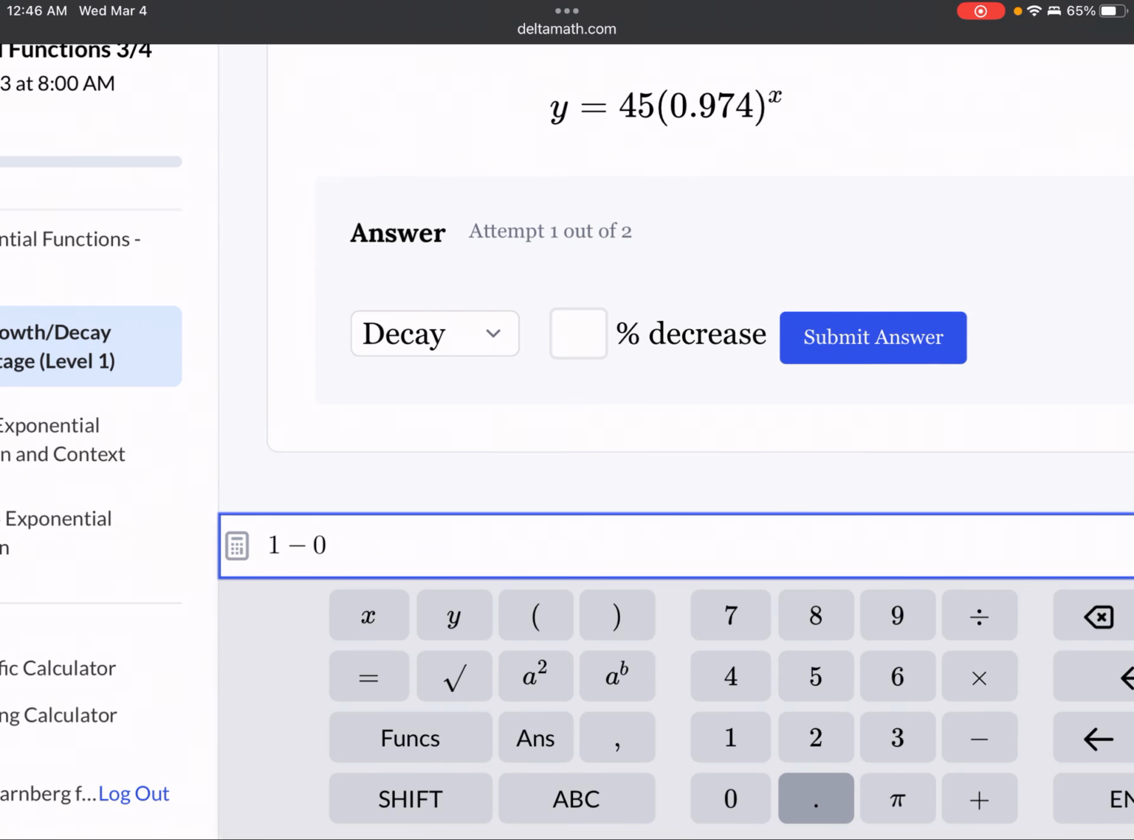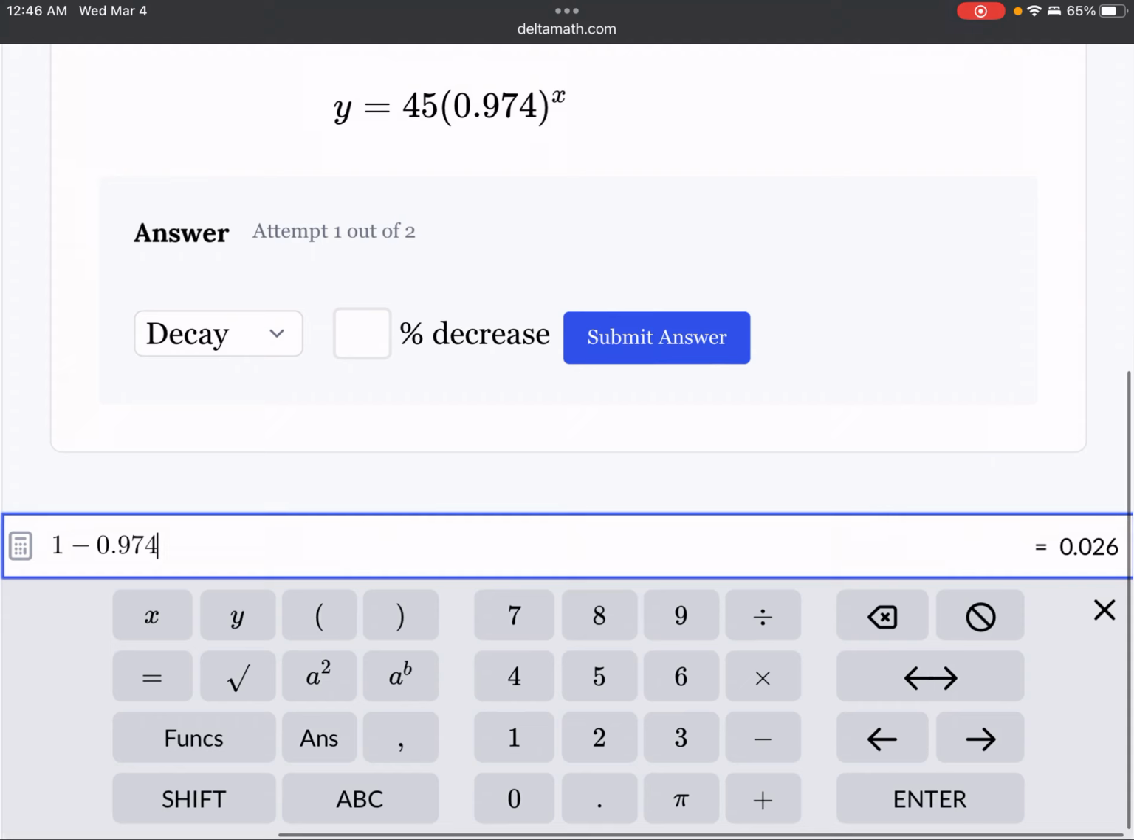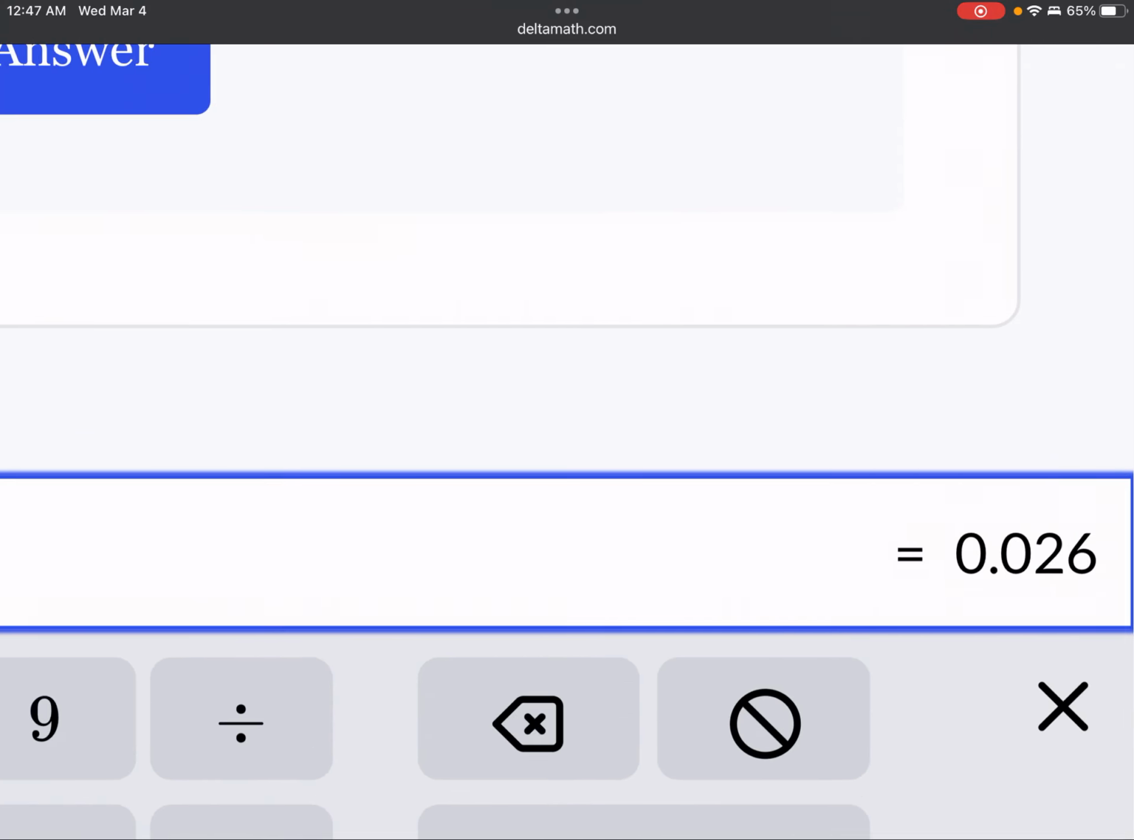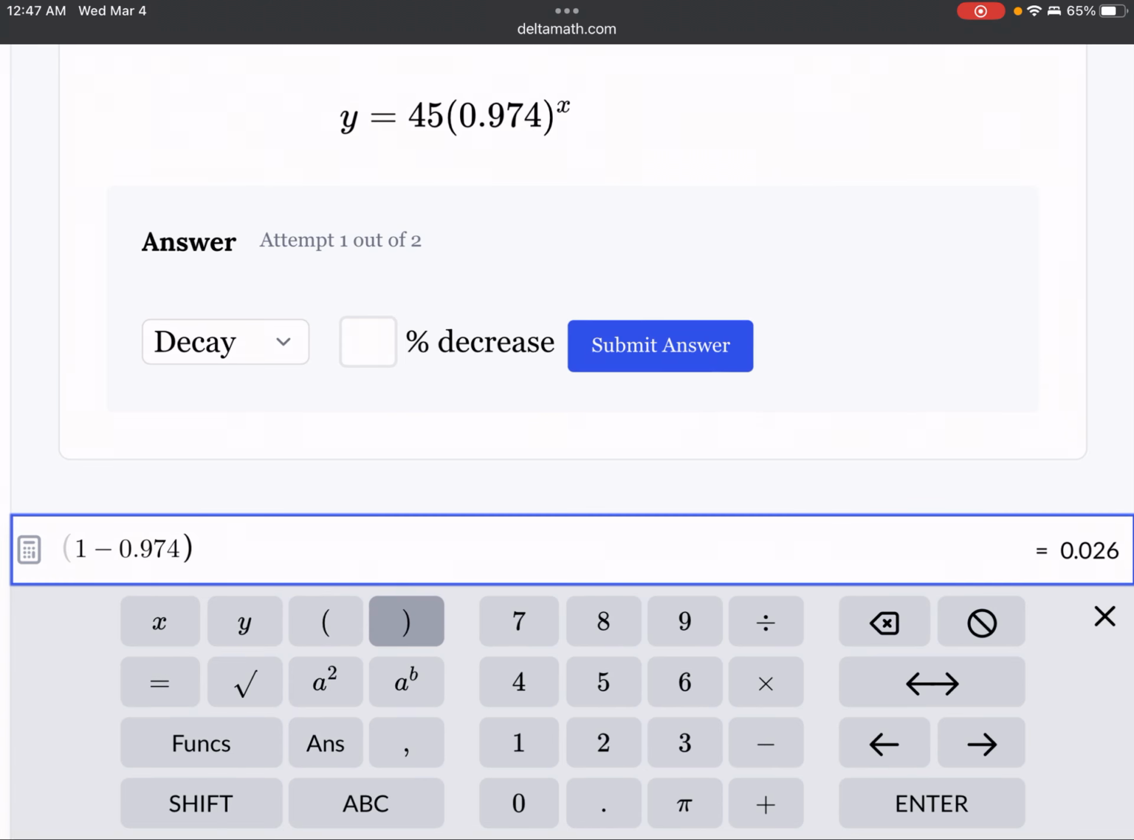0.974, and I get 0.026. So you guys see I have this 0.026. The decimal would need to move over 2 times, or once you get that, you could multiply it by 100, and then there's the percent. So 2.6%. So right here, I'm going to put 2.6.